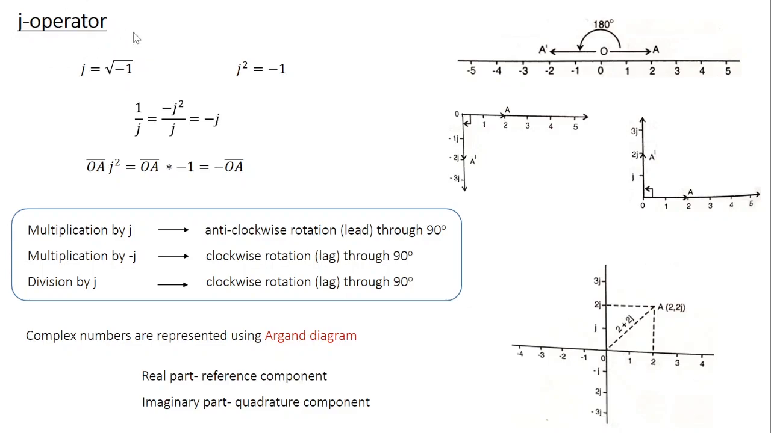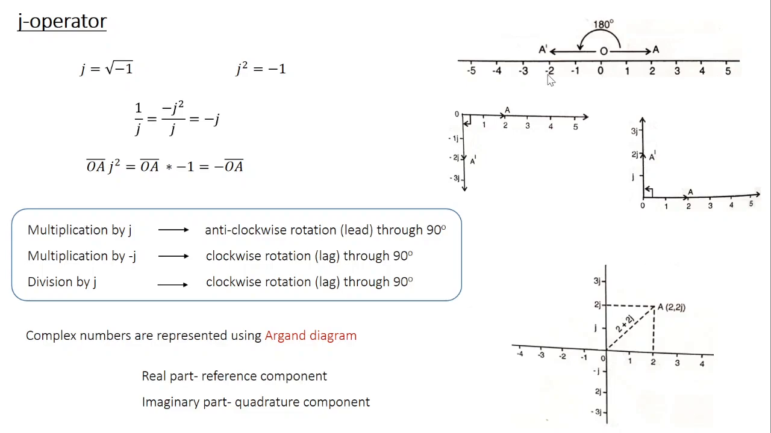Now this J operator can be used to represent a rotation of vectors through certain angles. Now how do we do that? So take a one-dimensional axis. We have positive numbers on the right side and negative numbers on the left side. Imagine you have a vector OA which ranges from 0 to 2 along the positive axis. Now you want to convert this vector into another vector OA prime, which is along the opposite direction. So OA prime ranges from 0 to -2.